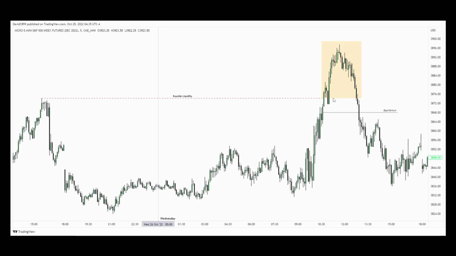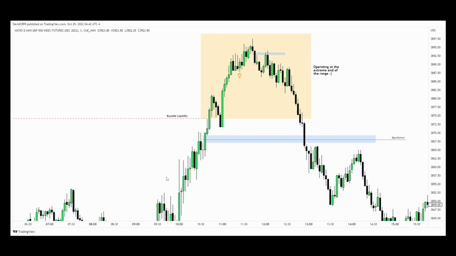Let's jump into the next slide and I will show you the setup in detail. Okay, 3-minute chart. The setup in detail here.